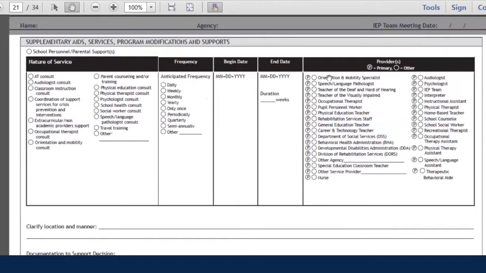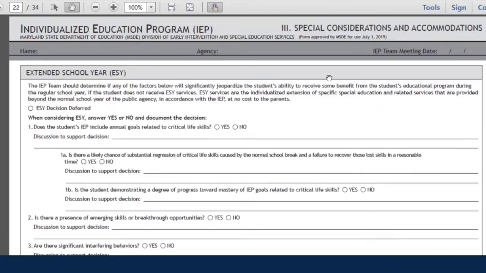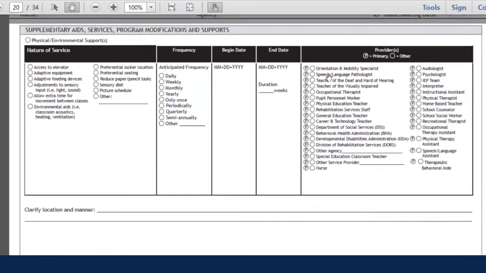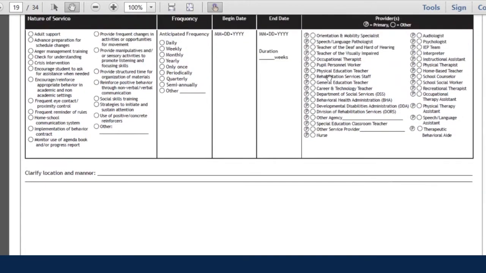I believe there are 3. Let's make sure there aren't. Yeah, just 3 pages. And they provide the options for you.